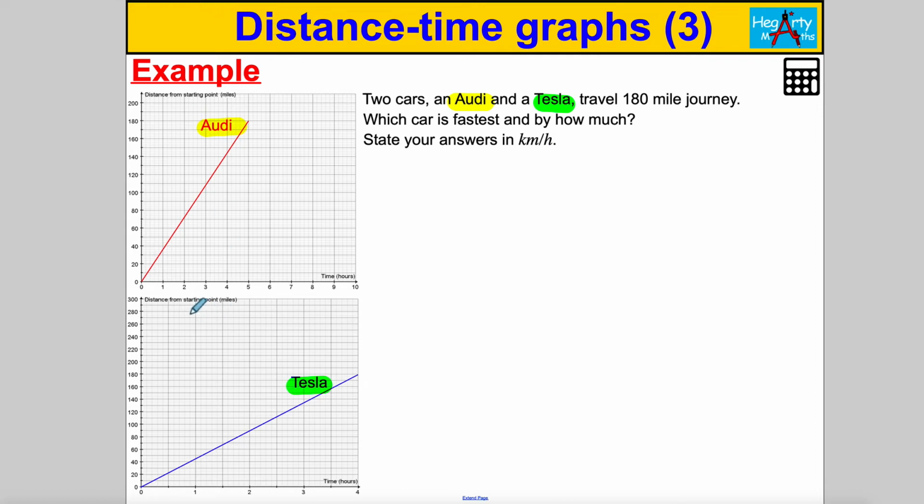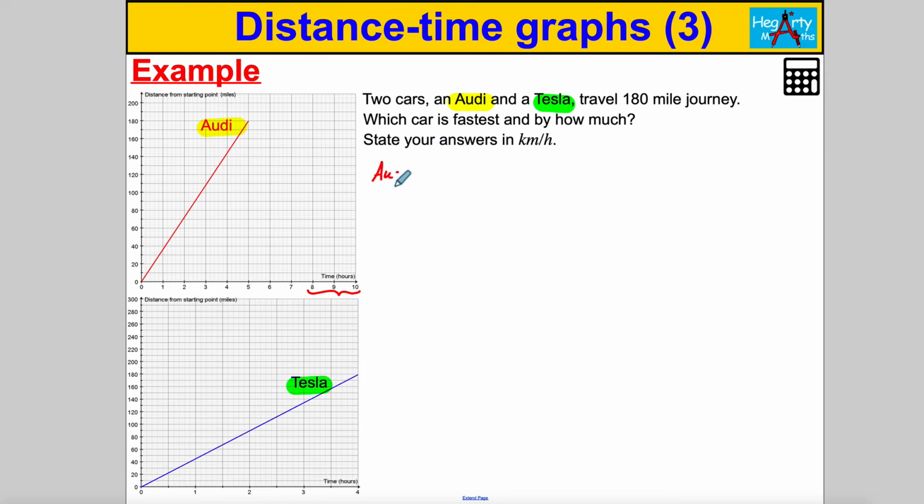Now by the looks of it, it looks like the Audi's faster. It's got a much steeper line. The Tesla's got a shallower line. But be very careful here because the units are different. This x-axis only goes up to 10 hours and this one only in fact goes up to 4 hours. So it's not obvious what's going on, and their y-axes have different scales on them as well. So let's just one by one work out what we think the average speed is.